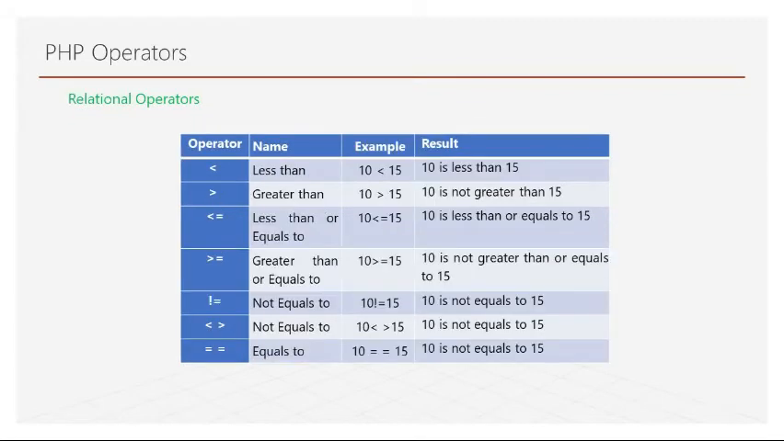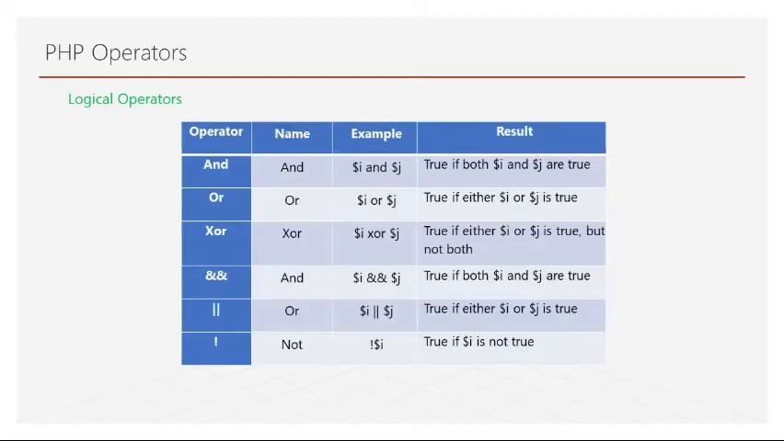PHP relational operators. The relational operators in PHP are used with the numerical values and are also used to perform comparisons such as less than, greater than, less than or equals to, greater than or equals to, not equals to, and exactly equals to etc. between them. The relational operators as the result returns Boolean values such as true or false. PHP logical operators. The logical operators in PHP are used to combine more than one conditional statements.